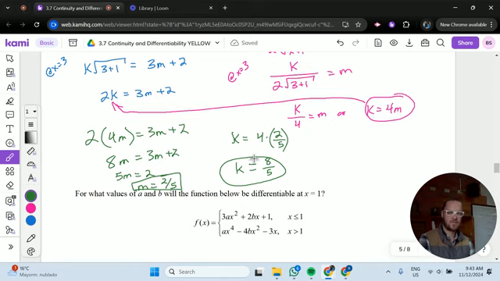Wait, why 4? Why 4? Because k is equal to 4m. So it's 4 times whatever m was. How do you feel about that? Any questions?